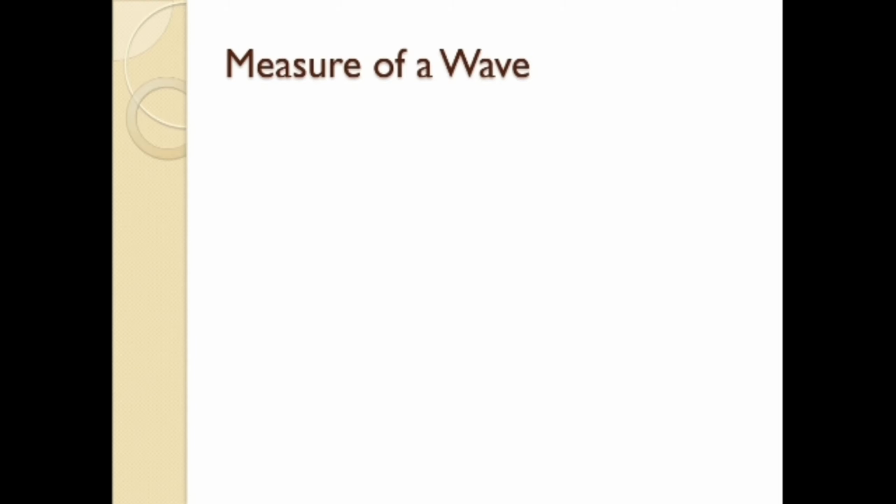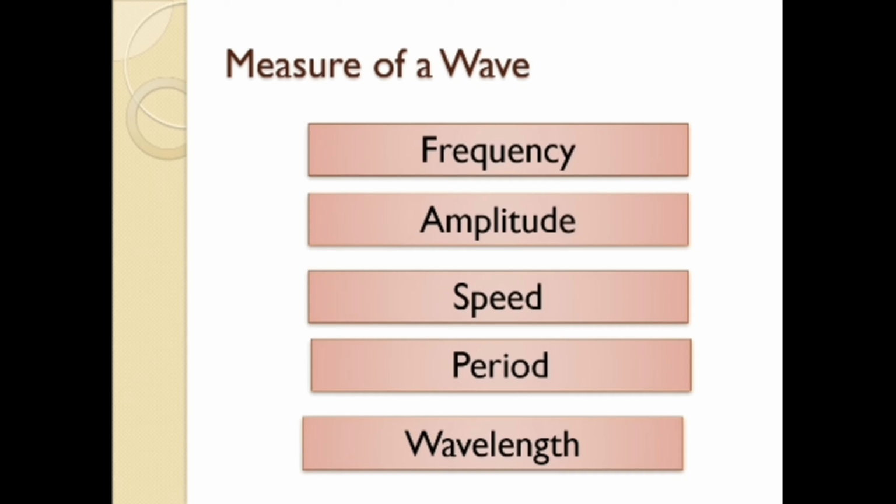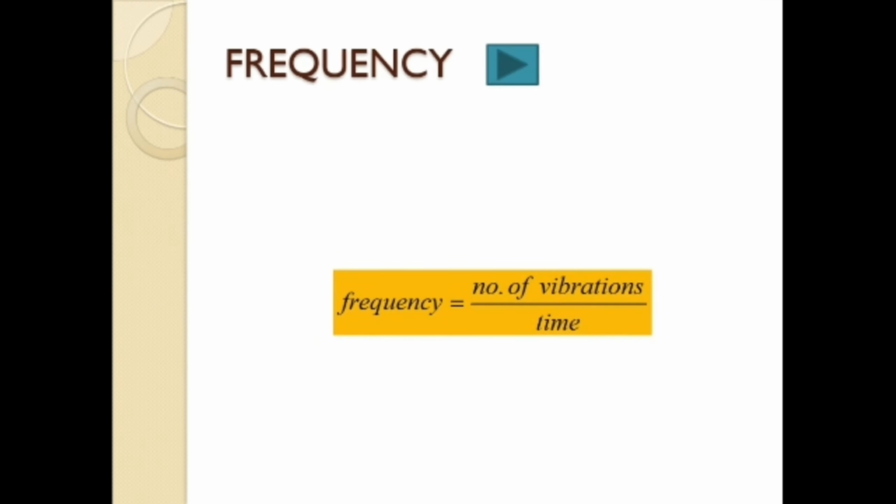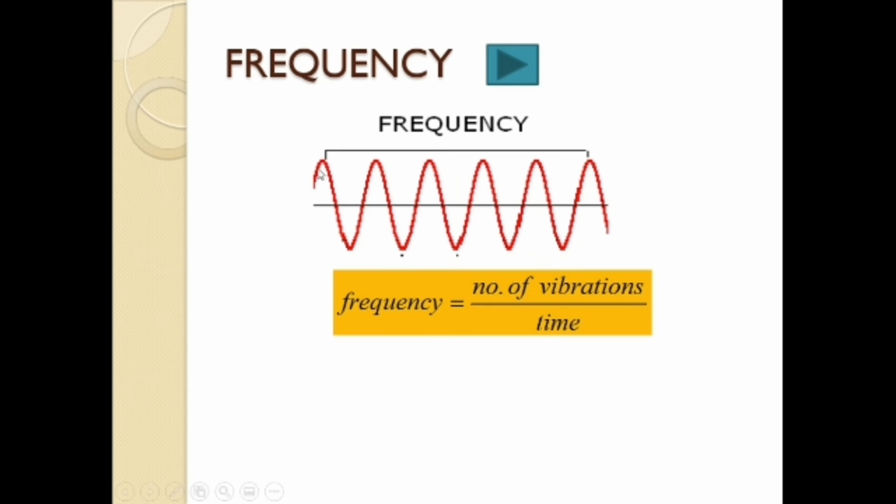Let's take a look at the different measures of a wave. We are going to define the following: frequency, amplitude, speed, period, and wavelength. Okay, when we say frequency, this is the number of vibrations per unit time. Kung ilan yung vibrations, like for example in this one, we have here crest to crest, that is one vibration, okay, one, then another crest to crest, two, okay, three, four, five. So we have five vibrations or waves passing through at that point at a particular period of time. Of course, we have to note the time.